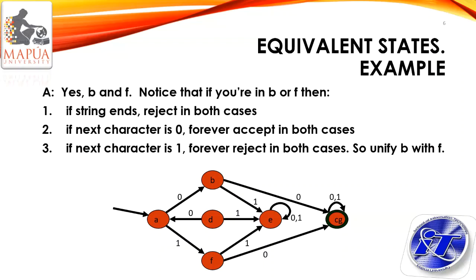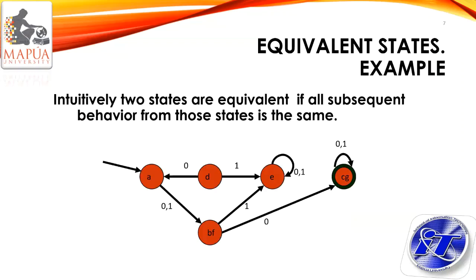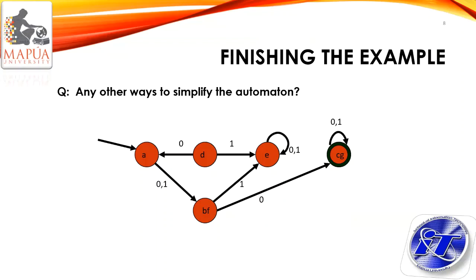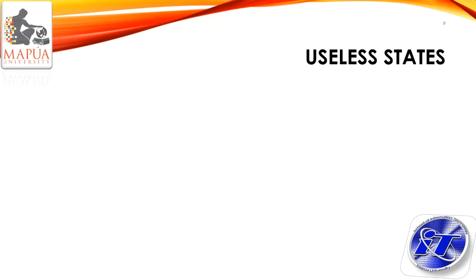So now, by combining these two, we have this new automaton. We have combined CG, combined BF. Okay? Can we make this automaton more simplified? Yes, by removing useless states. What are the useless states? One is the trap state. Second is the unreachable state.